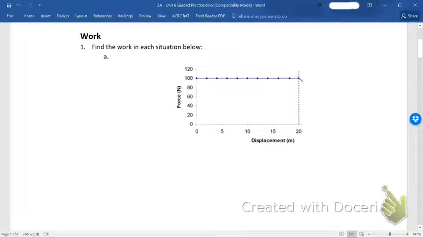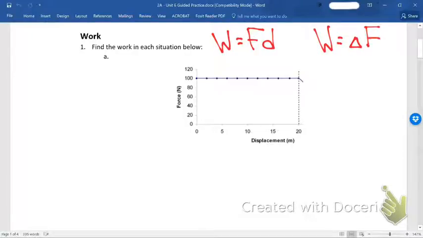Alright, we're looking at Unit 6 Energy for the remediation packet for physics. This is the guided practice. First, we're talking about work. Work, as we know, is defined simply as applying a force over a given distance in the same direction. Sometimes we will also refer to work, according to the work energy theorem, as a change in energy, which means work is measured in joules.